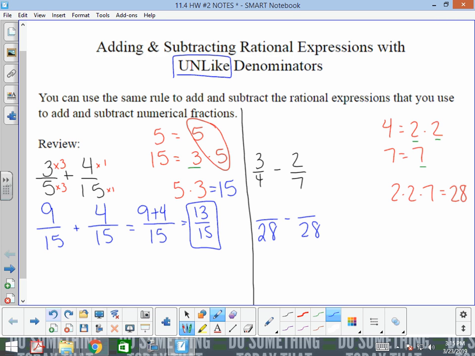Okay, so 4 times what number is 28? Well, that's 7. So we're going to multiply the 3 on top times 7. So that's 21. Now, 7 times what number is 28? Well, that will be 4. So multiply the number on top of that fraction times 4. So we get 8. Now we're subtracting. Keep the denominator the same. Then subtract the numerators. So this will be 13 over 28. So that's the same rule we're going to be looking at when we're looking at these rational expressions.